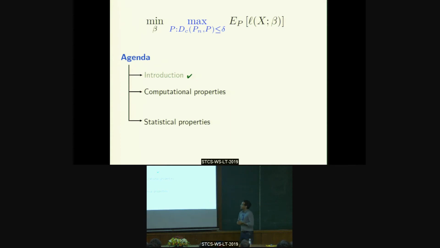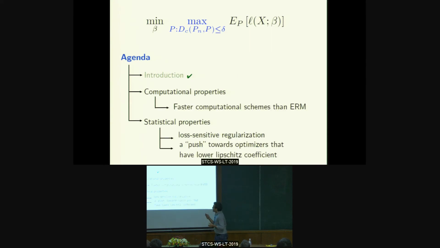So we'll be looking at that in computational properties, and then we also look at asymptotic statistical properties. One particular observation that I would like to register is that we actually can exploit the structure of this problem very beautifully, and then say that even faster than empirical risk minimization, the non-robust version, one can design faster algorithms, faster computational schemes. The second, for a variety of problems, this approach appears to induce a loss-sensitive regularization. Usually we are familiar with norm regularization.